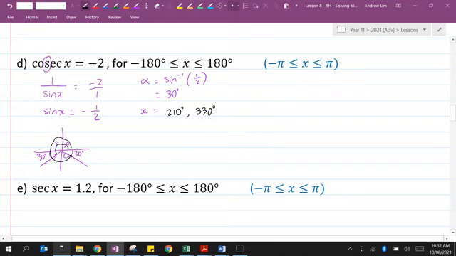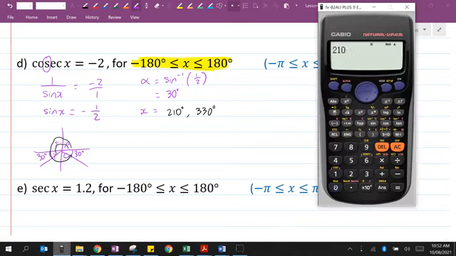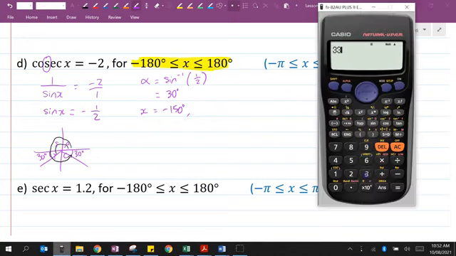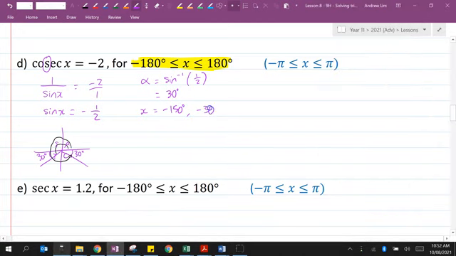However, we notice that both of them lie outside the given domain. The given domain is from negative 180 to 180. So what we actually need to do is minus 360 from both of them. So if I were to do 210 minus 360, one full revolution, we get negative 150 degrees. And we take the 330 and subtract 360, we get negative 30 degrees. And now we can see that both of them lie in the given domain.